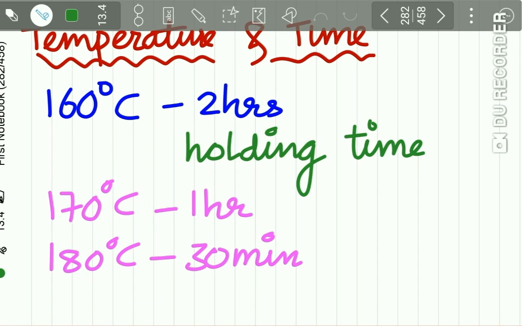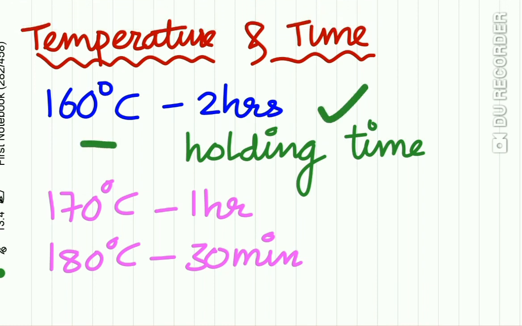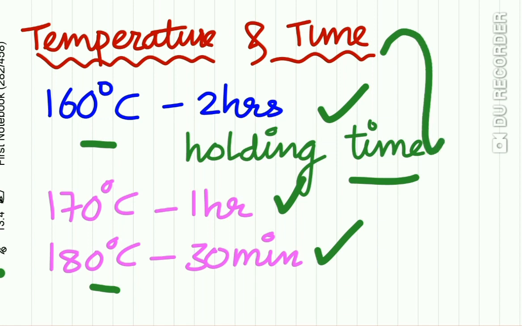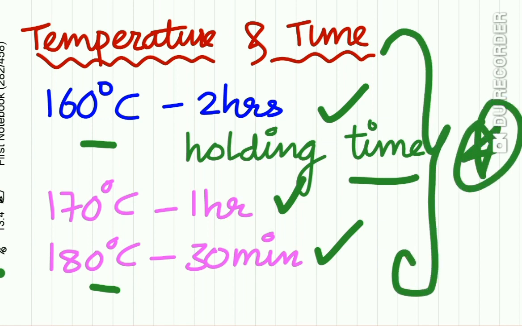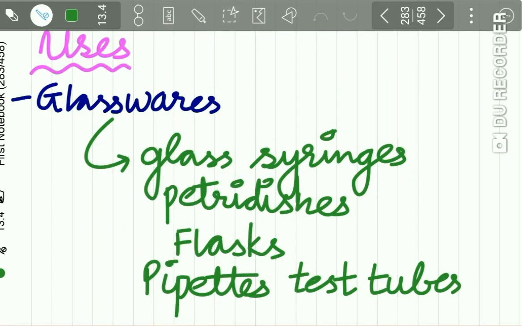Now, the temperature and time used in this hot air oven: 160 degrees Celsius temperature for 2 hours is the holding time for sterilization. However, alternative temperatures and holding times include 170 degrees Celsius for 1 hour or 180 degrees Celsius for 30 minutes. So remember these temperatures and times used in the hot air oven. It is very important to remember this.